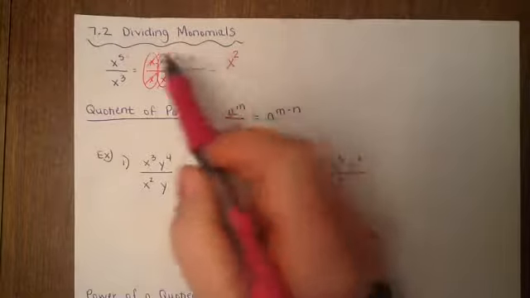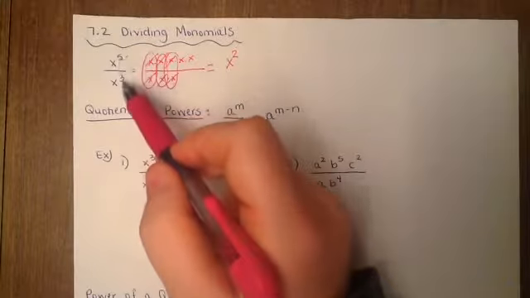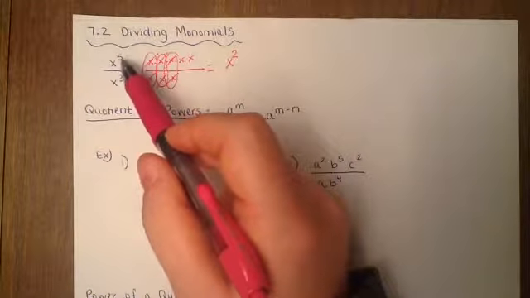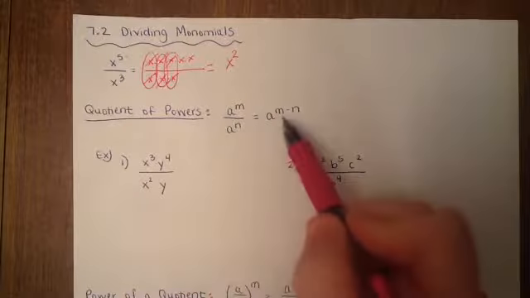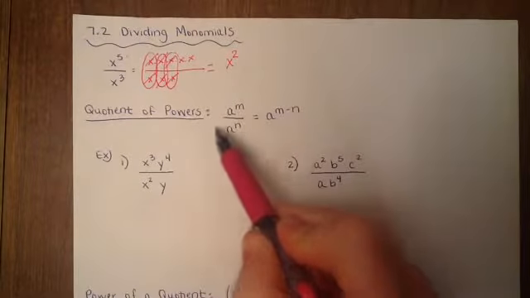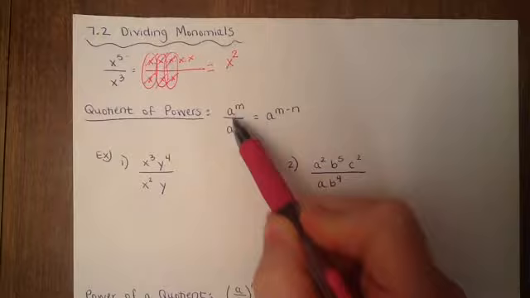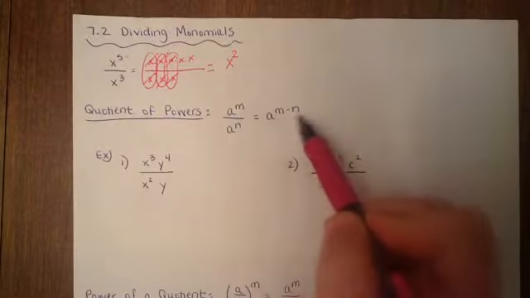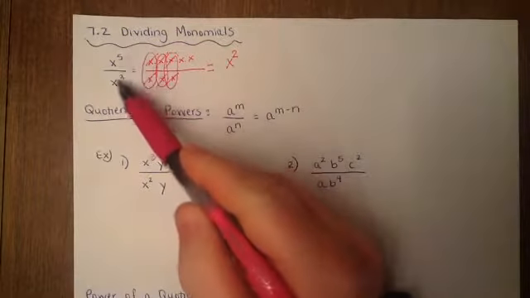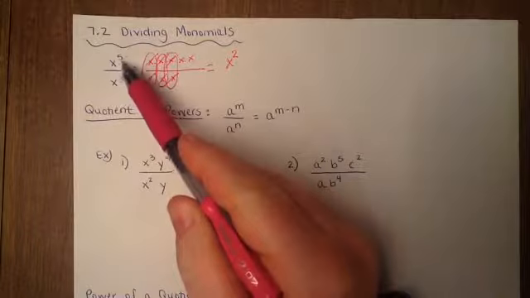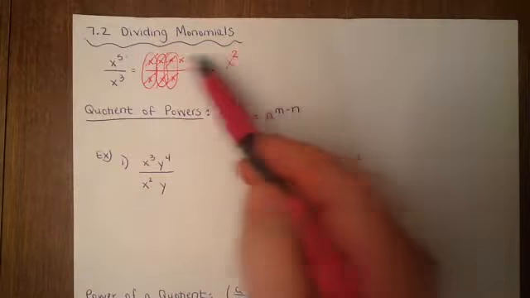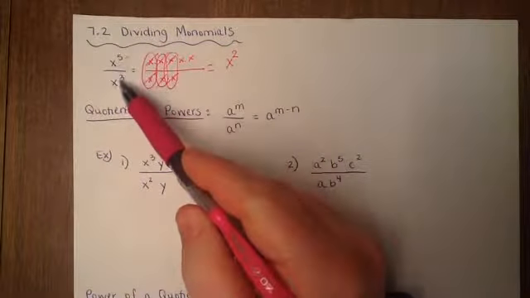Looking at this 2, how could I get there with 5 and 3? Right. You're going to subtract them. The quotient of powers rule says if you have the same base, subtract your exponents. So 5 minus 3 is 2, and it stays on top because 5 is bigger than 3.